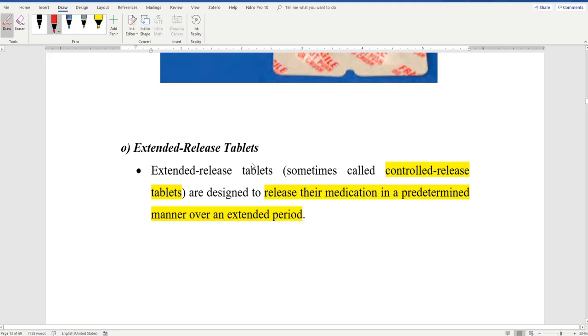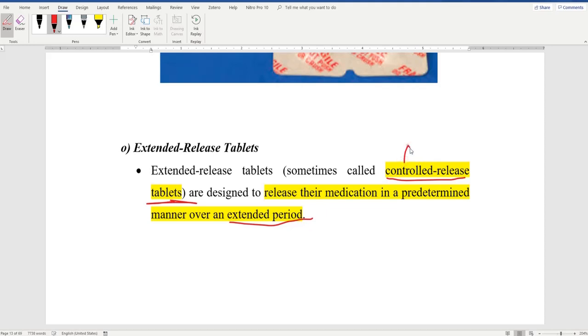Extended release tablets. What are extended release tablets? Here the drug release will be happening over a longer period of time than usual. That means I am applying a feature to the tablet, whether on coating or something else, that allows the medication to be released over an extended period of time. That's why sometimes it's referred to as sustained release tablets, sometimes as controlled release tablets.